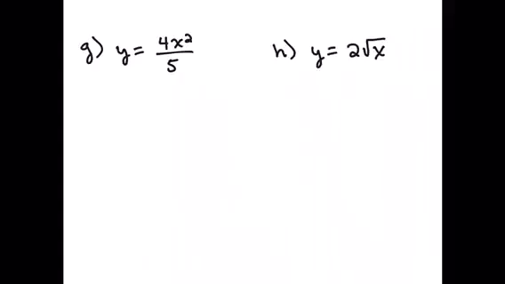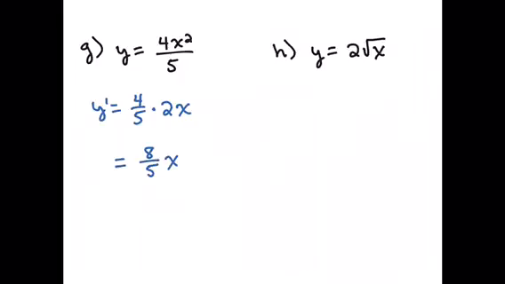Okay, y equals 4x squared over 5. Well, this is really just a coefficient of 4/5 that's going to be out front, and then we need to take the derivative of x squared. When we do that, a 2 comes out front, and we get x to the 1. And if we multiply our coefficients together, this is going to be 8/5 x.